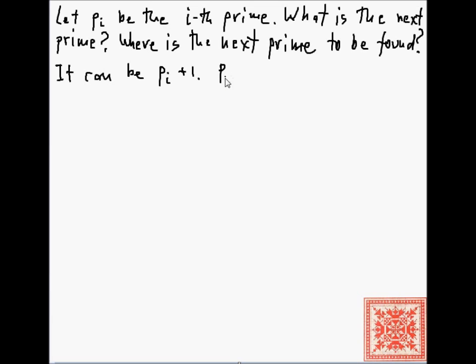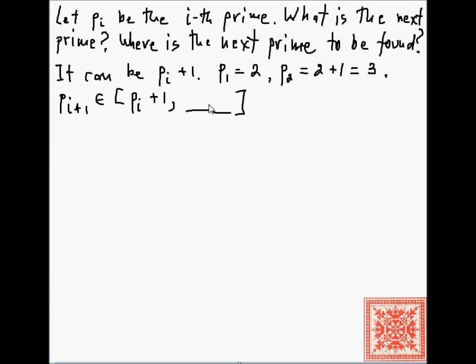Well, first the lower bound is p sub i plus 1. Right? So for example, p sub 1 is 2, and p sub 2, the second prime, is 2 plus 1, is 3. So we can start looking for the i plus first prime just by adding 1 to the current prime, prime number i. So the lower bound is p sub i plus 1. So what's the upper bound?